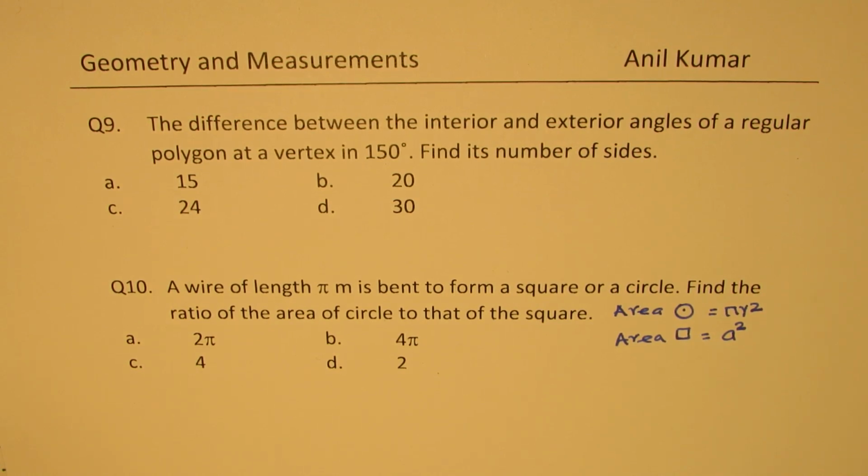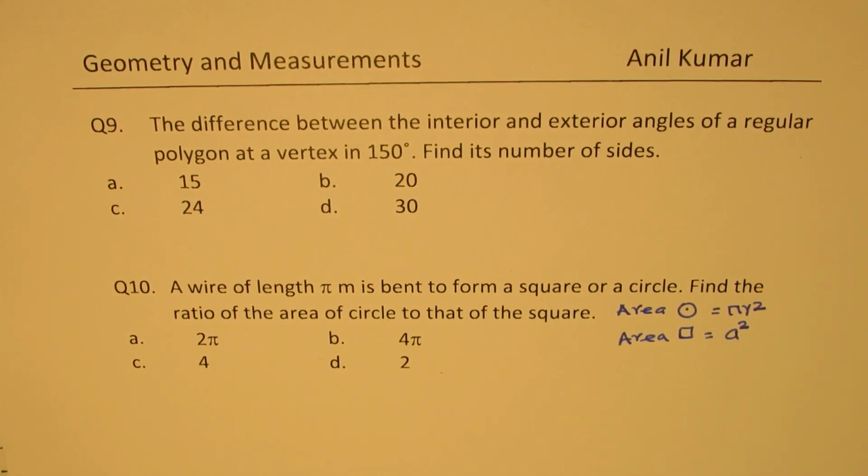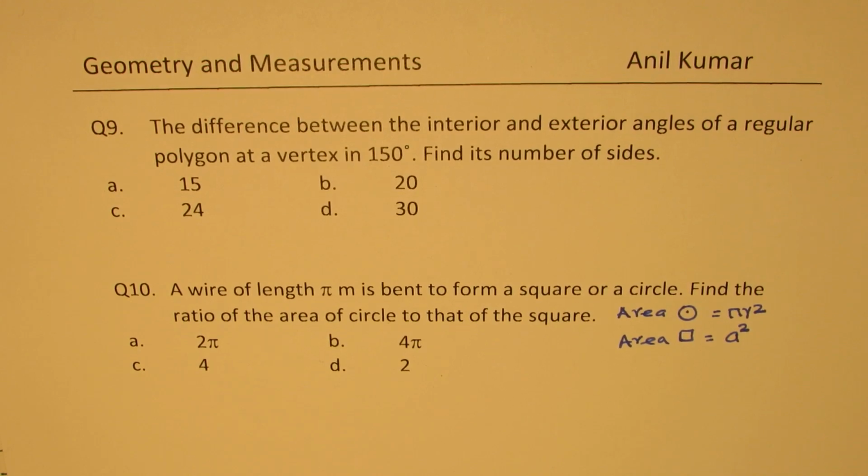Question 10. A wire of length pi meters is bent to form a square or a circle. Find the ratio of area of the circle to that of the square. Area of the circle is pi r square and area of the square is side square, right? So we can actually answer these questions and then look into my suggestions. So let's begin with the solution of the very first question.